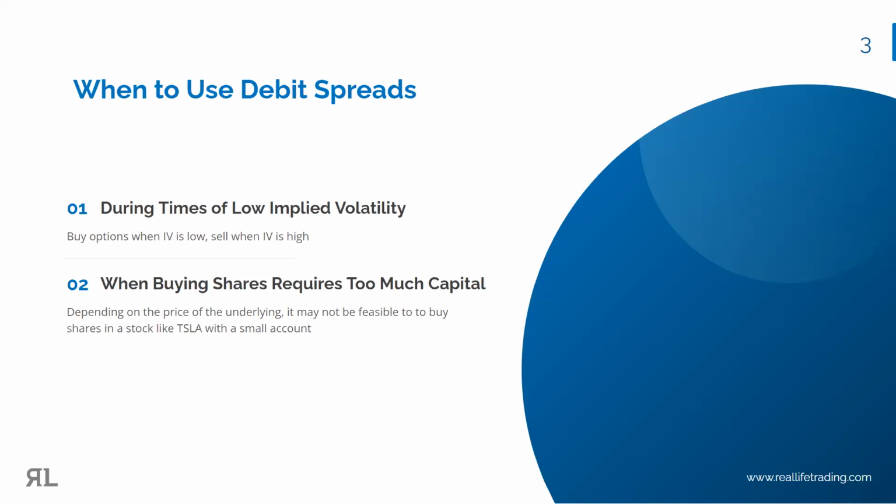So the point here is you just have to be aware of times of high implied volatility and low implied volatility. And the other time to use debit spreads, we talked about it, is when buying shares requires too much capital. Depending on the price of the underlying, it might not be feasible to buy a lot of shares in a stock like Tesla. So with a small account, you can use debit spreads instead of buying shares.